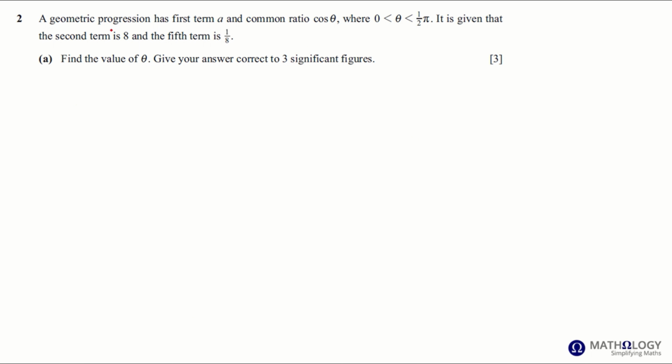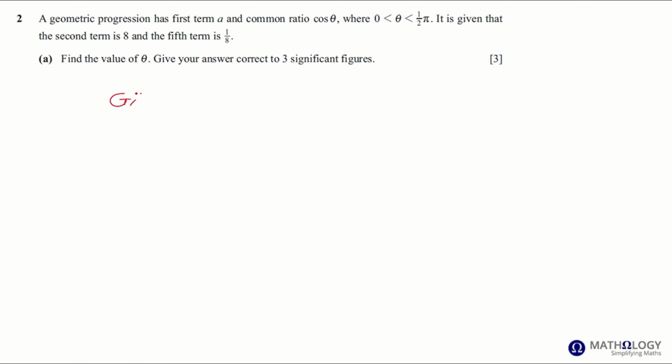Question 2. A geometric progression has a first term of a and a common ratio cos theta, with theta as an angle in radians between 0 and pi by 2. It's given the second term is 8 and the fifth term is an eighth. Find the value of theta, give your answer correct to 3 significant figures.